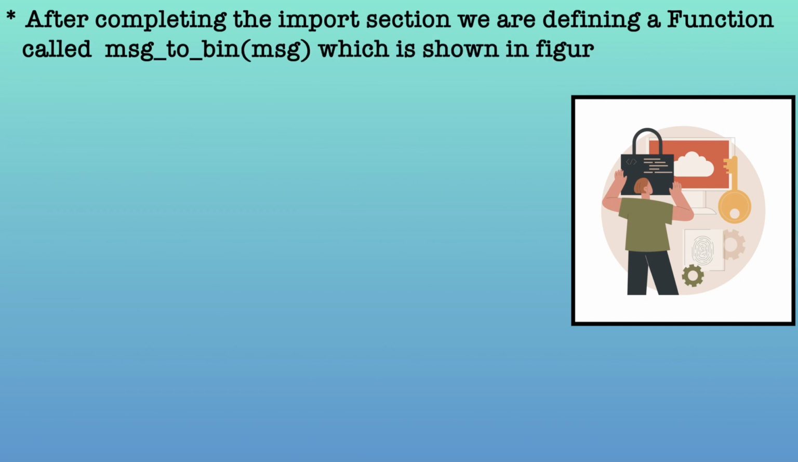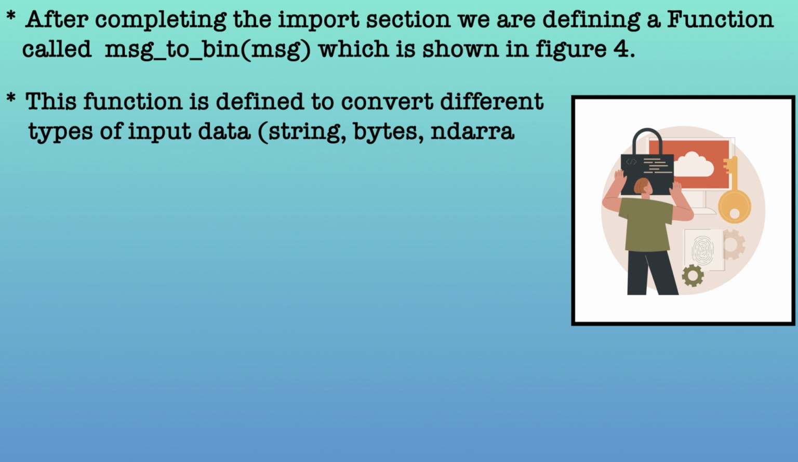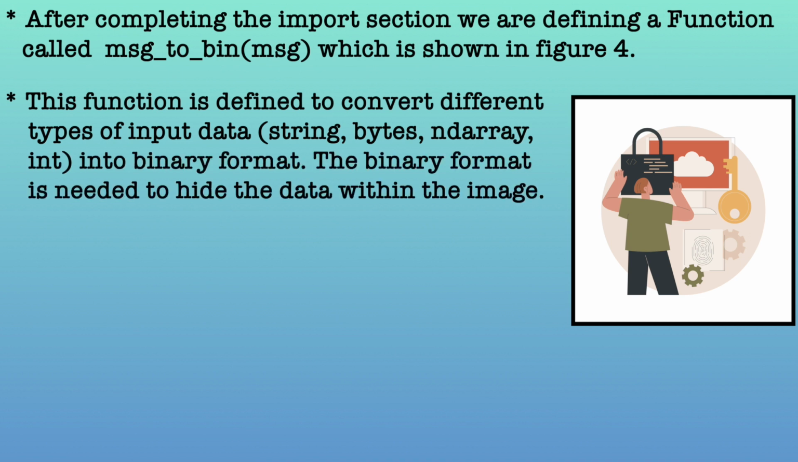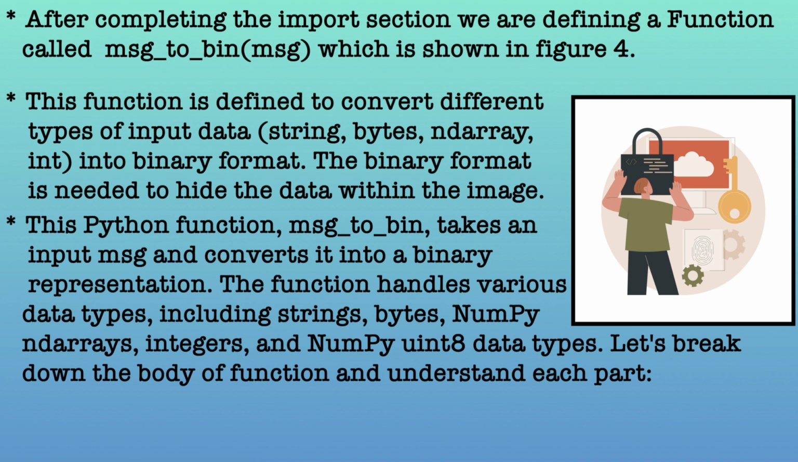After completing the import section, we are defining a function called message_to_bin having one parameter, message, as an argument, which is shown in figure 4. This function is defined to convert different types of input data like strings, bytes and arrays of integers into binary format. The binary format is needed to hide the data within the image. This Python function, message_to_bin, takes an input message and converts it into a binary representation.